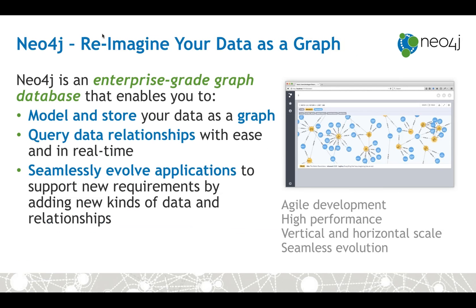So that brings us to Neo4j. Neo4j is an enterprise-grade graph database that allows us to natively model and store our data as a graph. We can query relationships in our data in real time, and this has some significant benefits for application development that we'll see.